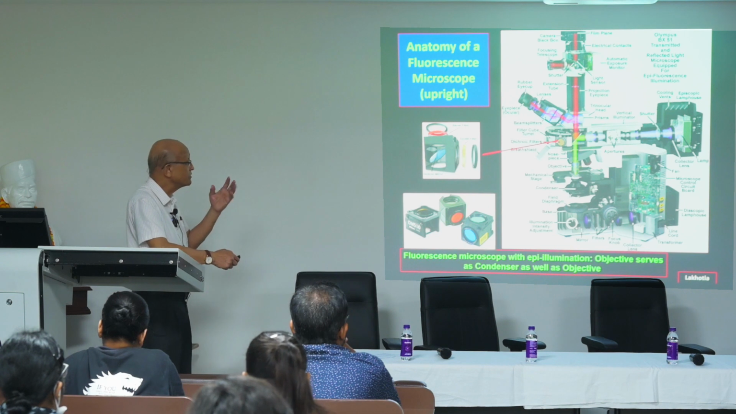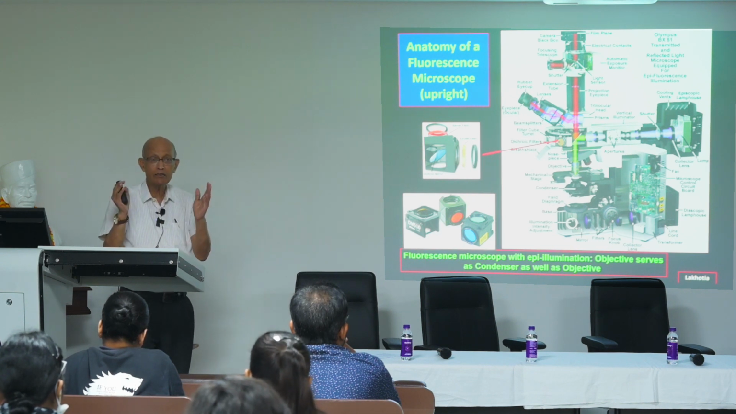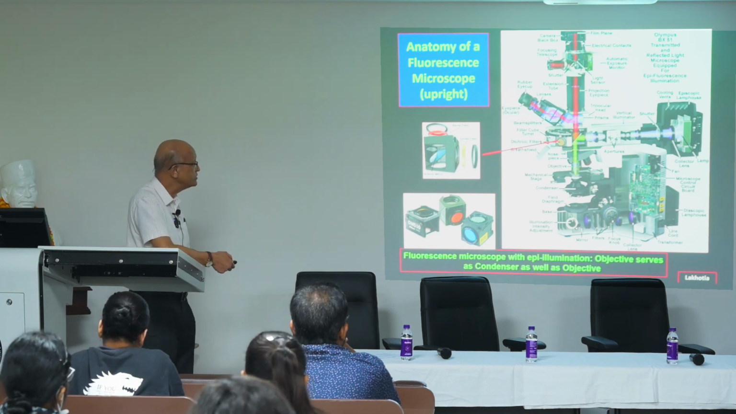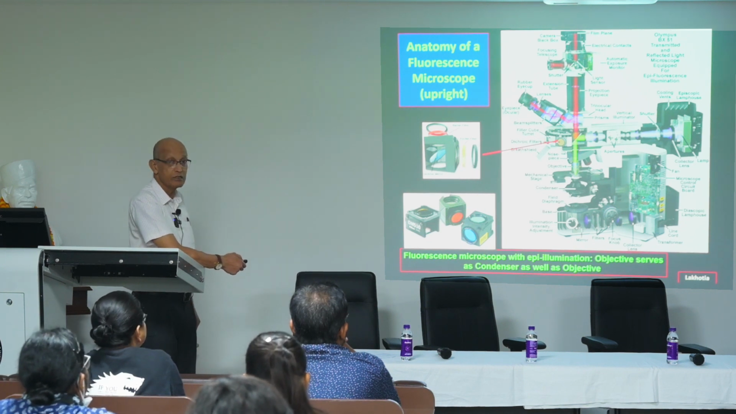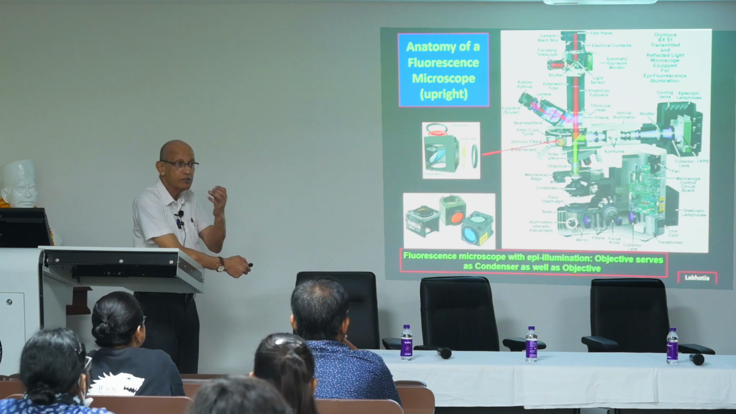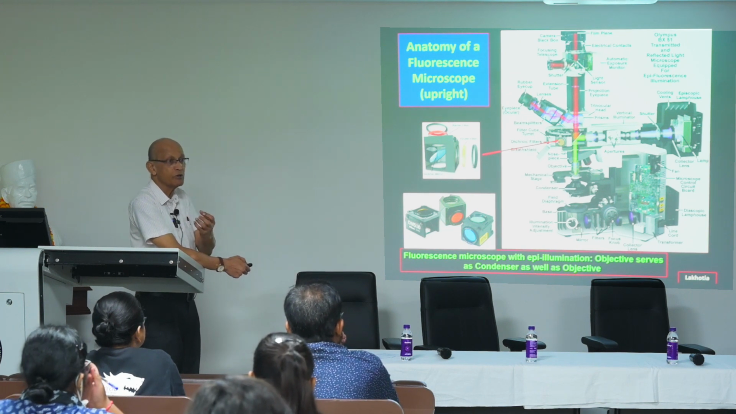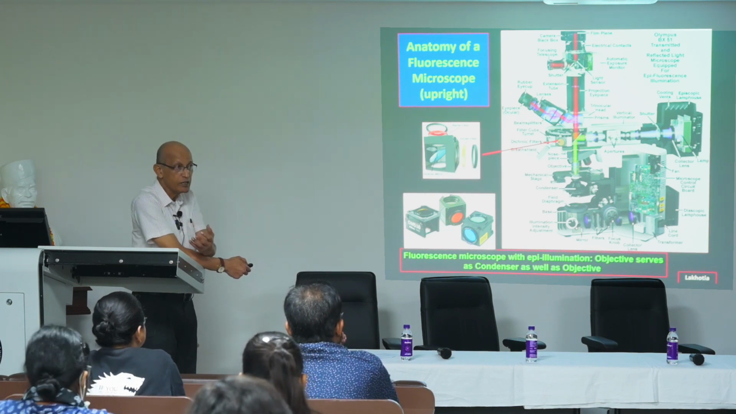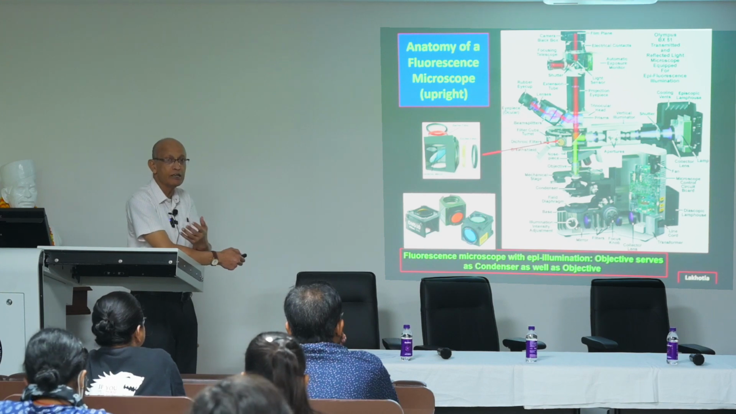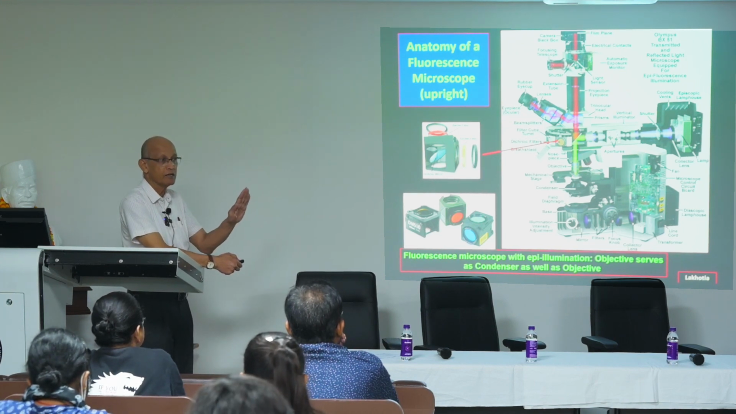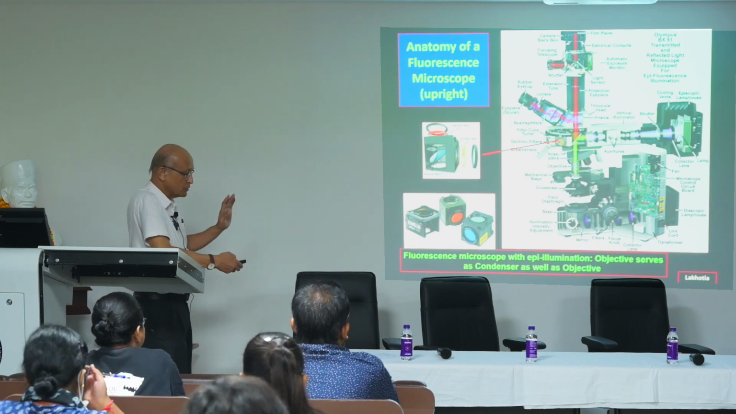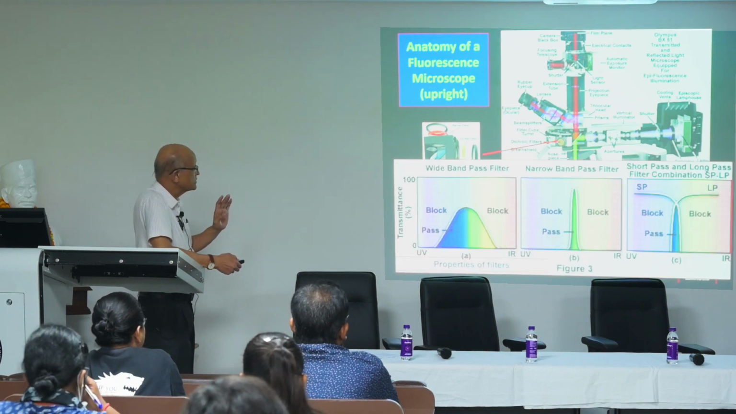Because now the background is completely dark. The whole field is illuminated, let's say, with green light, but that green light is no more coming to your eyes. Only red is coming. So only the parts of the cell or tissue where you had a molecule that gets excited with green light and emits red light will be visible. The rest will be all dark. And that's what fluorescence microscopy does.